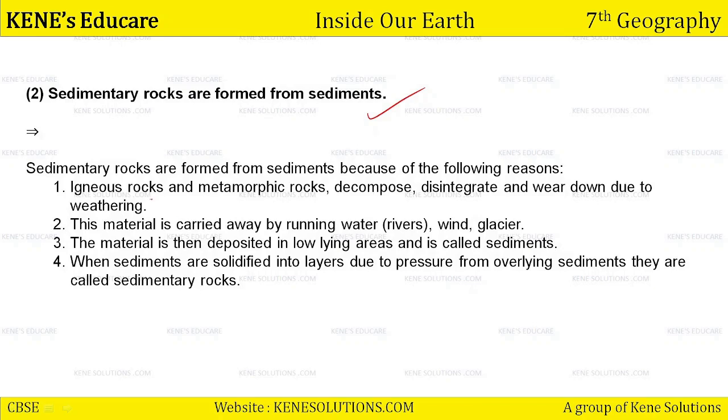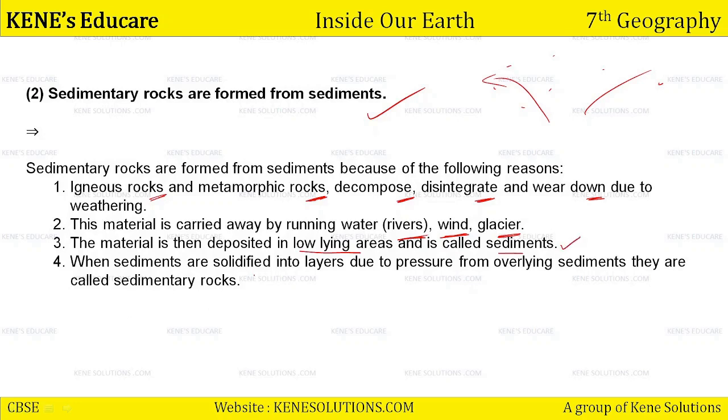First is igneous rocks and metamorphic rocks decompose, or maybe they disintegrate, or maybe they wear down due to the weathering process. This material is carried away by running water, or maybe by wind, or maybe by glacier. Then this material is deposited in low-lying areas and it is called sediment. ये उड़ के sediment जाते हैं इधर उधर और कहीं deposit होने लग जाते हैं, right? और इन्हीं deposited elements को हम sediments कहते हैं.